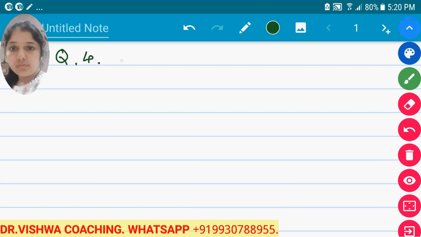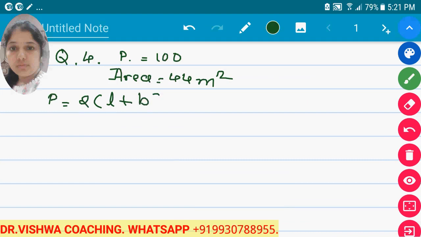So question number 4, where perimeter is given to you, which is 100, and after increasing breadth and decreasing the length, the difference in the area is given, which is 44 meter square. Okay, this is the difference in the area. Now let's say perimeter of the rectangle's formula is 2 into length plus breadth, and area is equal to length into breadth. These two things we should know.